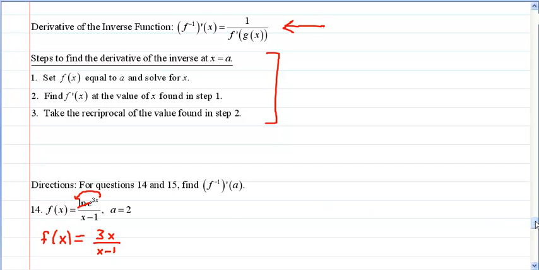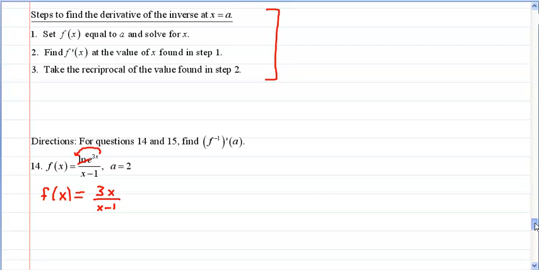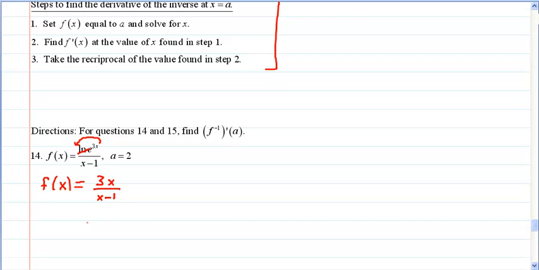So scrolling down, I'm going to start with step 1, and step 1 is to set f of x equal to a and solve for x. So that means take 3x over x minus 1 and set it equal to a, which in this example is 2, and solve for x.